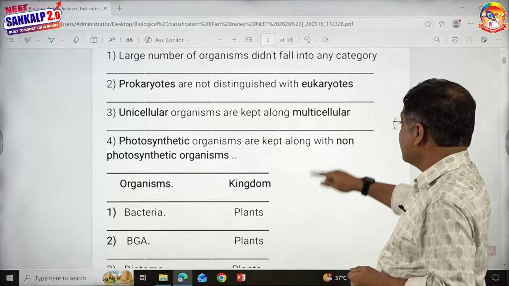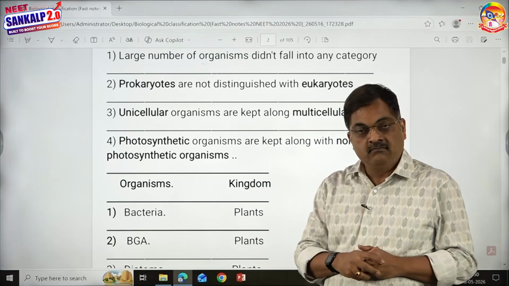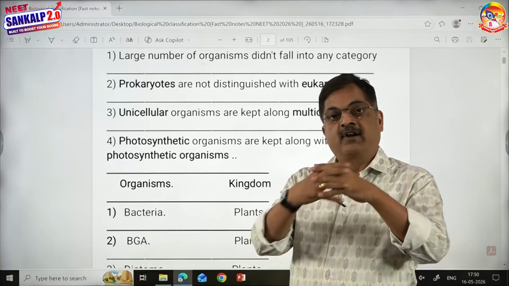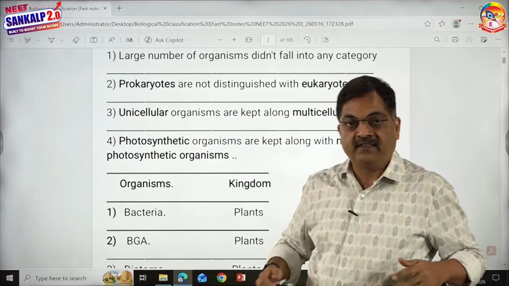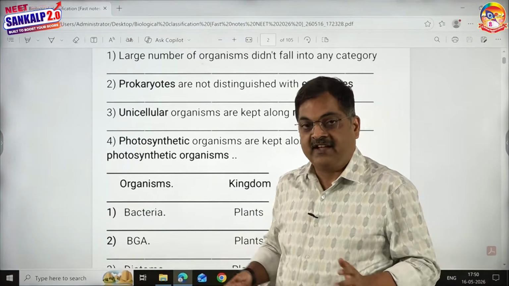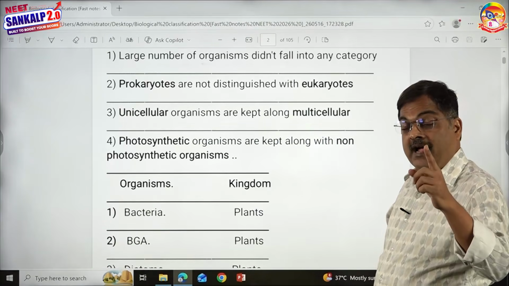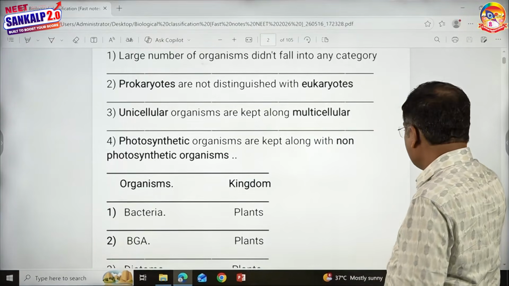Photosynthetic organisms are kept along with non-photosynthetic ones: hard-working plants and parasitic bacteria are kept together just because both have a cell wall. That is a little unfair. So these are the 4 limitations in Linnaeus's classification.